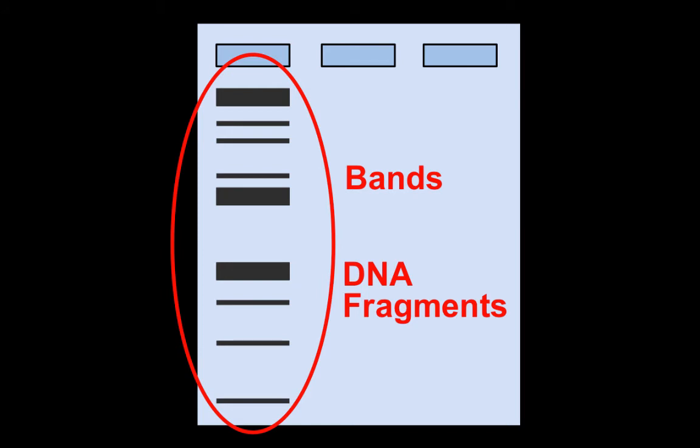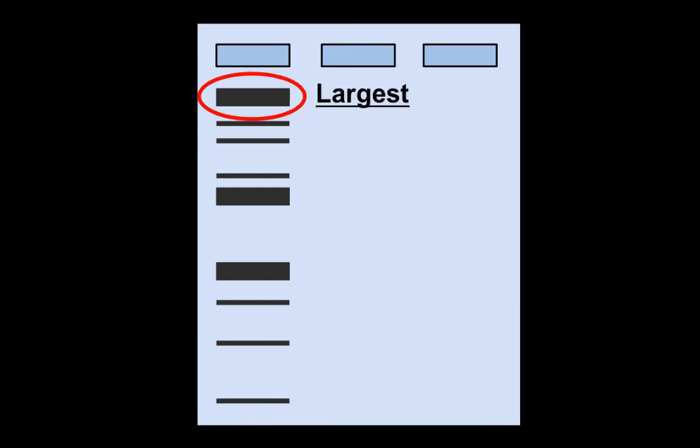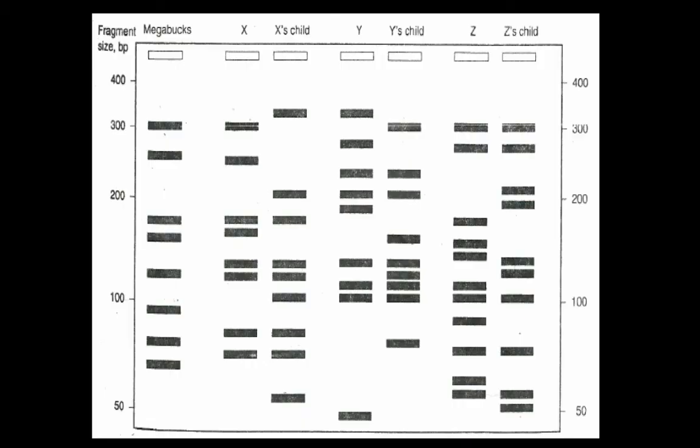So remember, because this is like a briar patch, the largest fragments are going to move the most slowly, whereas the smallest fragments are going to move the most quickly, so they'll be found at the bottom. Now, we can use this for a number of different things, including paternity.